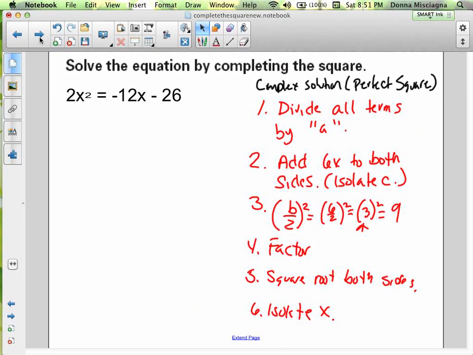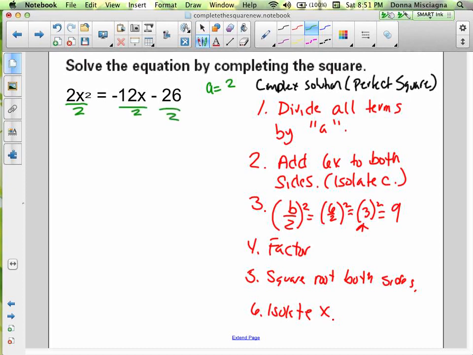Divide all terms by a first. Don't do anything else until you do that. A here is 2. It's our coefficient in front of x squared. So we're just going to divide everybody by 2. That gives us x squared equals -6x minus 13.